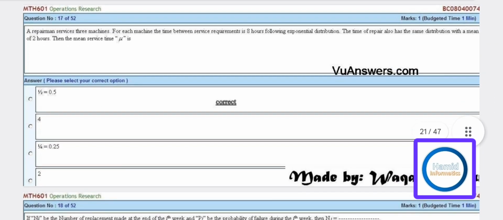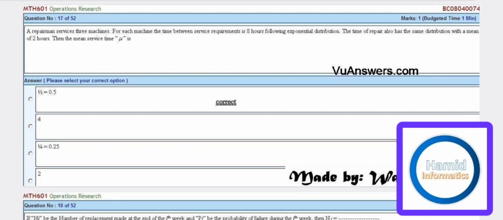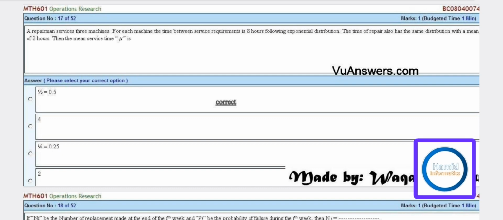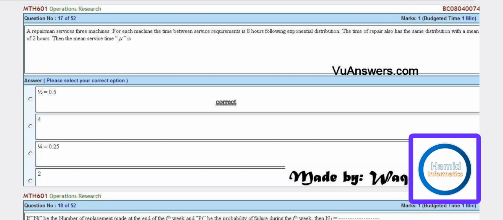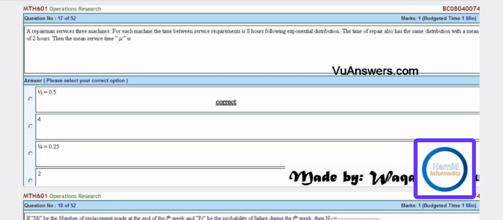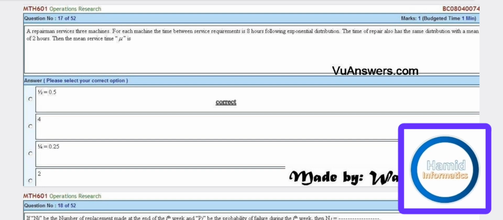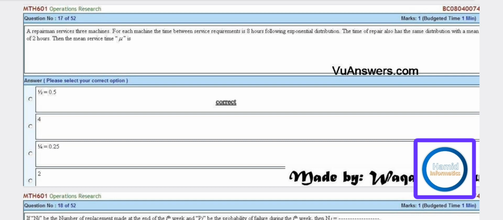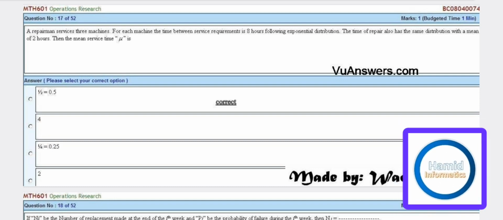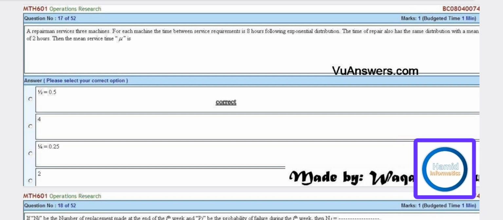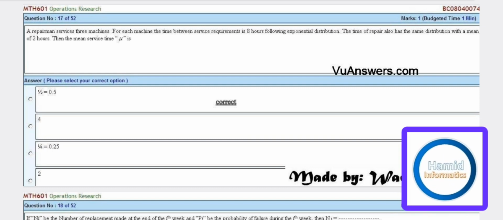Next question is, a repairman services 3 machines. For each machine, the time between service requirement is 8 hours following exponential distribution. The time of repair also has the same distribution with a mean of 2 hours. Then the mean service time mu is equal to 1 over 2, which means 0.5 hour.